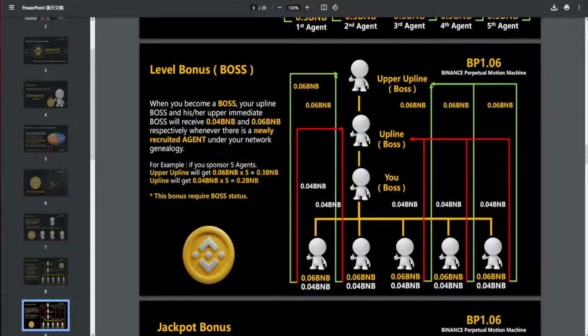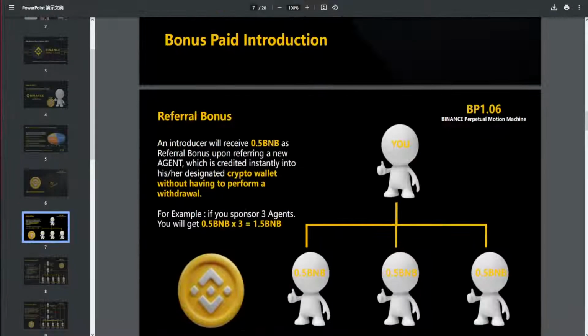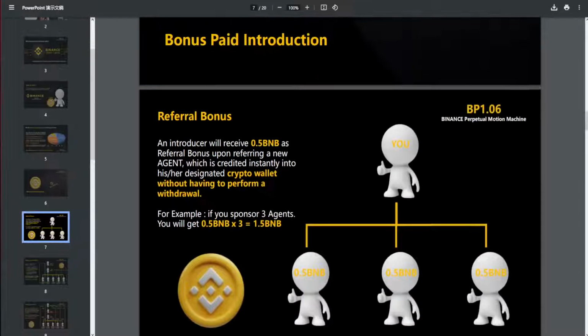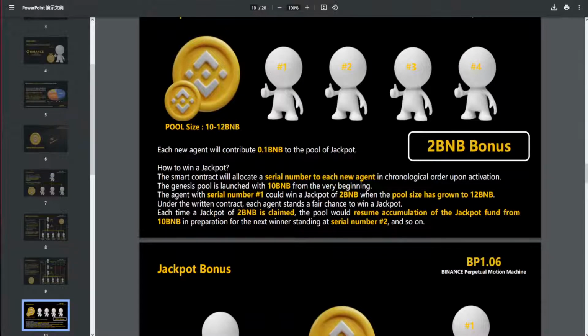But the level bonus is kind of minute in a sense. It's not that much compared to the spillover bonus or the referral bonus. So mostly people will take account of the referral bonus and the spillover bonus. And then comes the jackpot.